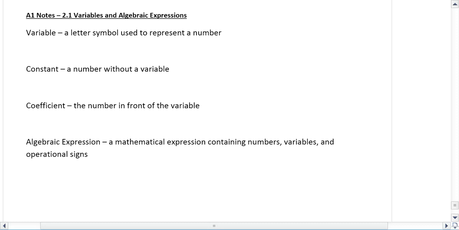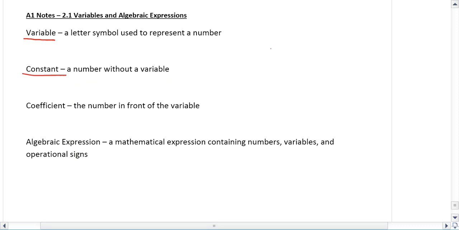So we're going to start with a few vocabulary terms that you need to know. First, a variable. A variable is simply a letter that we use to represent a number. Quite often we use x's or y's, but it could be any letter. A constant is simply a number. It does not have a variable attached to it.